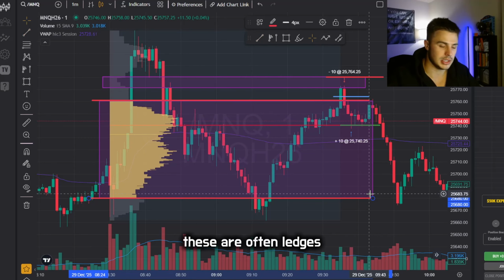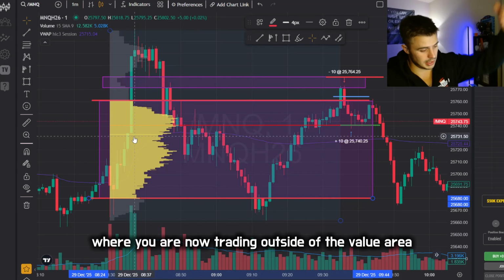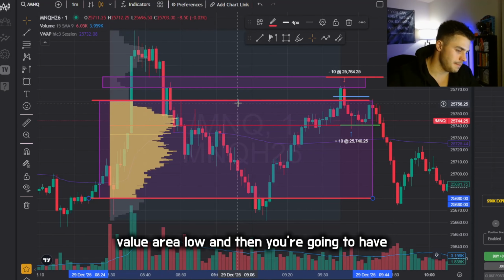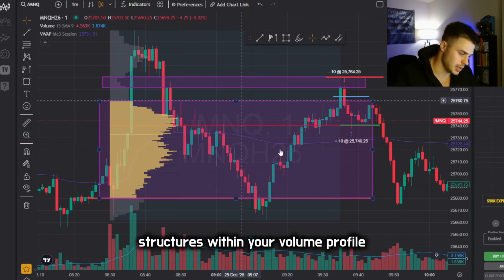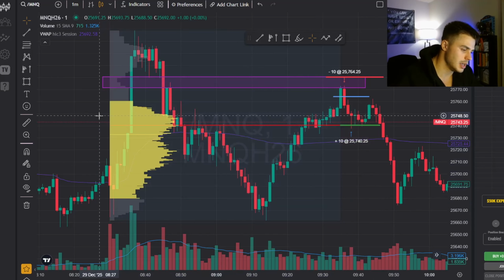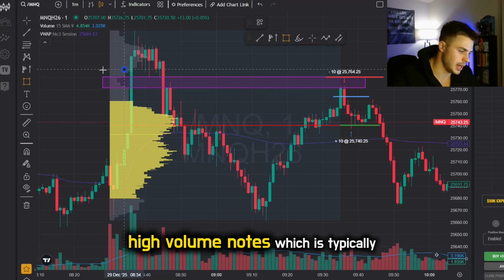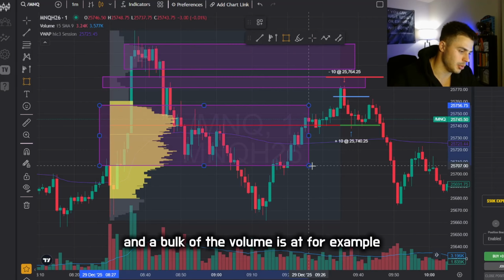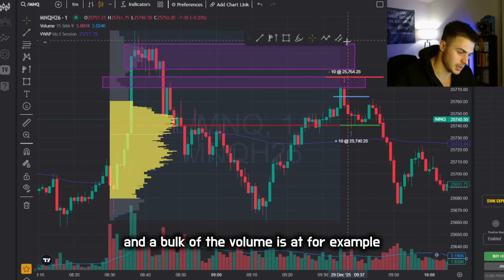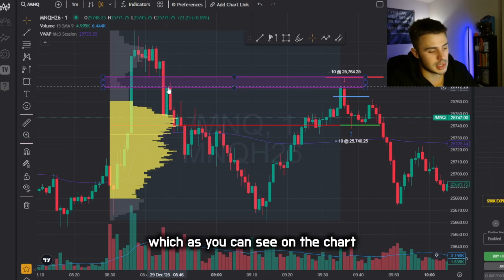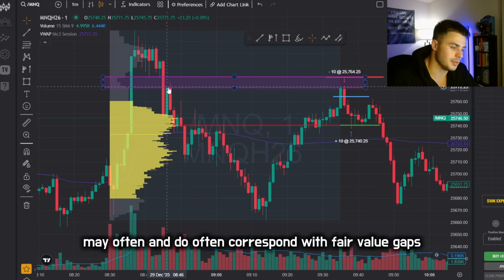These are often ledges where you are now trading outside of the value area, hence why they're value area high, value area low. And then you're going to have structures within your volume profile. Sorry, let me clear all this off. High volume nodes, which is typically an area where the market spent a lot of time transacting in and a bulk of the volume is at. For example, those two areas. And then you're going to have low volume nodes, which, as you can see on the chart, may often and do often correspond with fair value gaps.